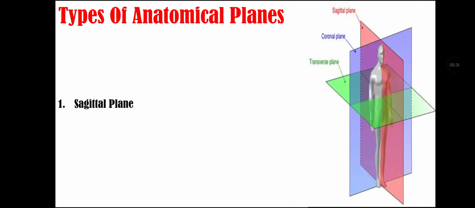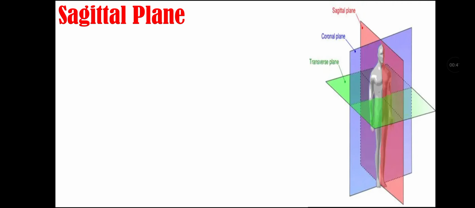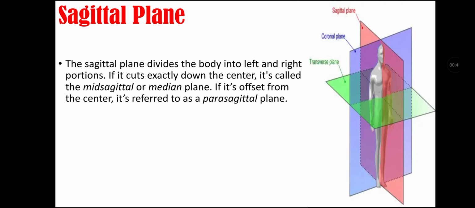They include sagittal plane, coronal plane, and transverse plane. First, we will talk about sagittal plane. The sagittal plane divides the body into left and right portion, as you can see here in diagram. The red color plane in diagram is sagittal plane.